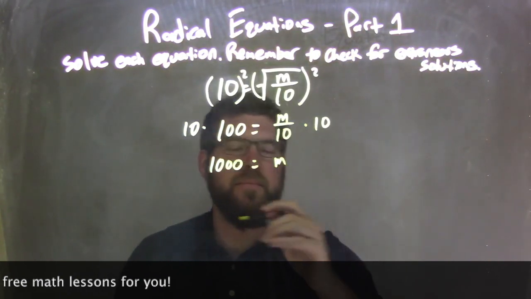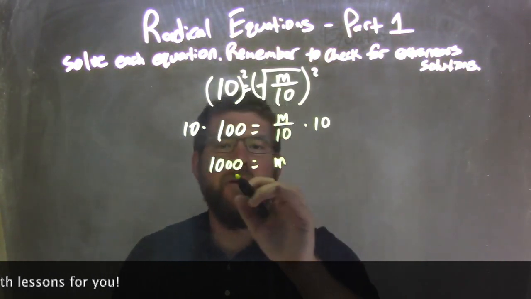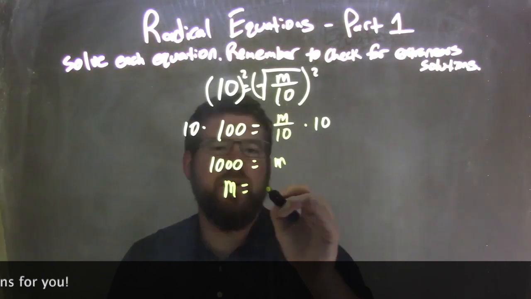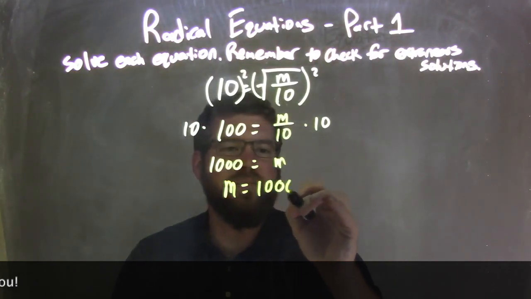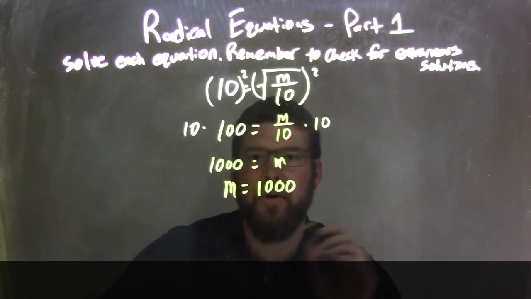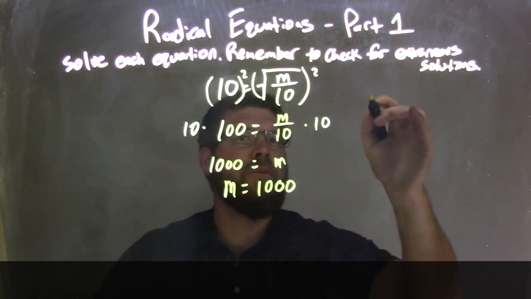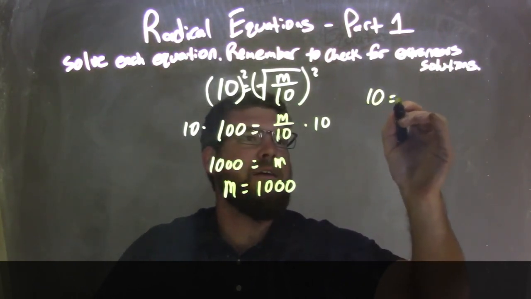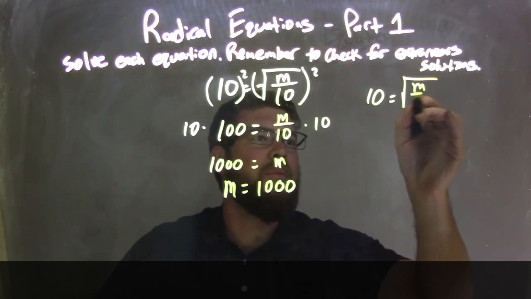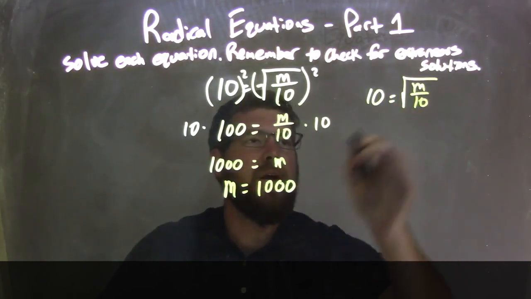equals just m. Okay, so I have m equals 1,000, and we can write it nice and neat, m first. M equals 1,000. Well, now I need to check that, right? So to check that, I'm going to take my original equation, 10 equals the square root of m over 10, and I'm going to plug 1,000 into it.